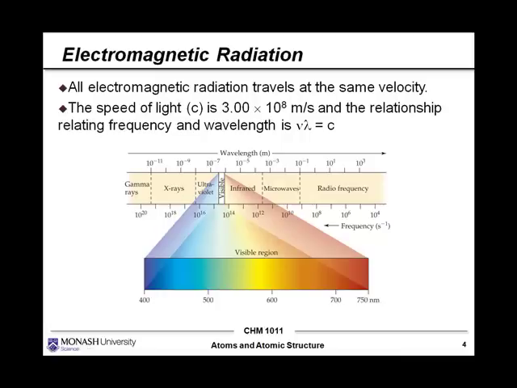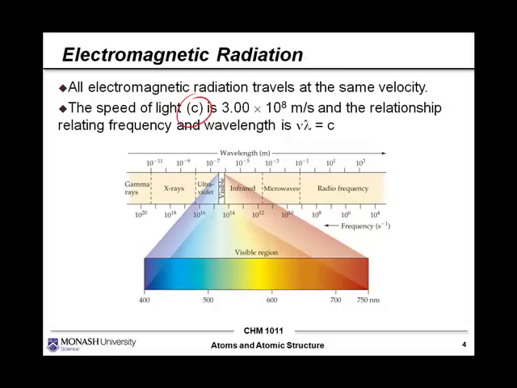All electromagnetic radiation travels at the same velocity. The speed of light, often indicated by the letter c, in a vacuum is 3 times 10 to the power of 8 meters per second. And the relationship relating frequency and wavelength is nu times lambda equals c.